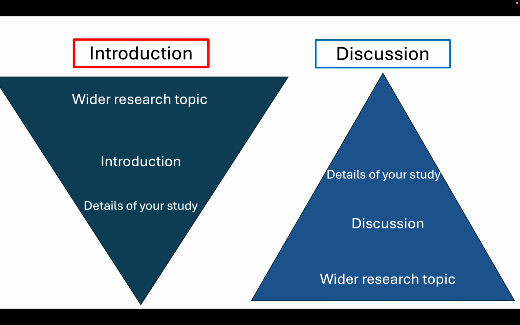So you can see that actually introduction and discussion are related to each other. They are related in the opposite way. So for example, in the introduction, it starts with a wider research topic. It goes to introduce your study and the details of your study, where you actually write all your objectives and your goals. But for the discussion, it starts with answering your objective, which is the details of your study, and now it discusses more on all the possible explanations behind that phenomena, and then it goes to a wider research topic.